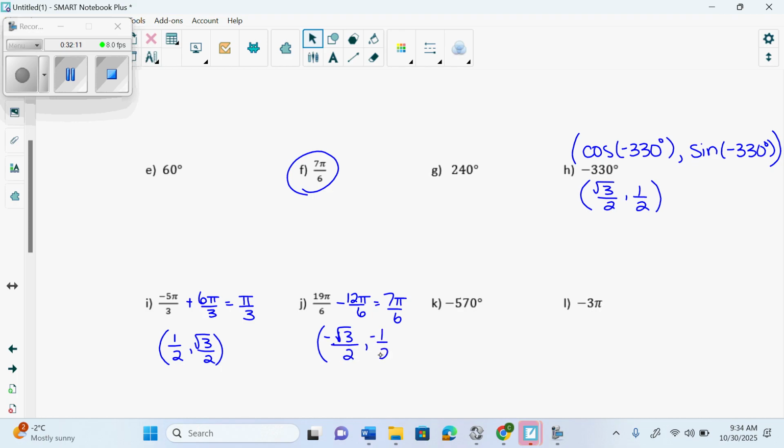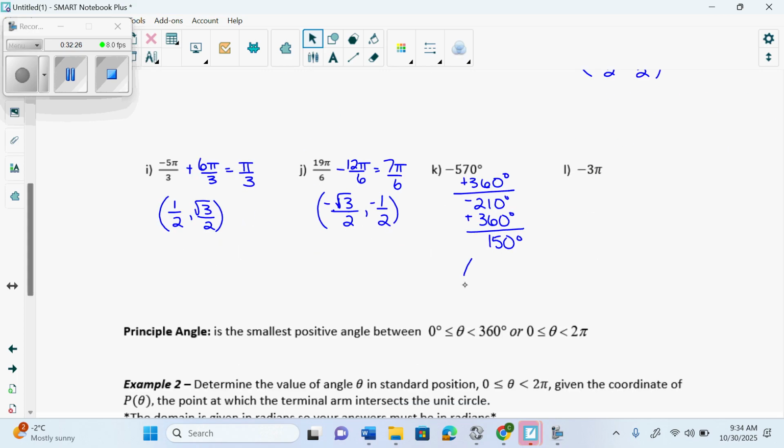Negative a half. 570, I'd subtract 360 from it, so I would get 210. Then I'd subtract 360 again, and I get 150. And 150 has a 30-degree reference angle, so it's negative root 3 over 2, comma a half. And we did this one already, Nate.